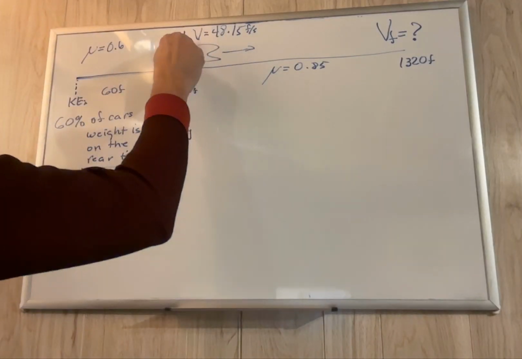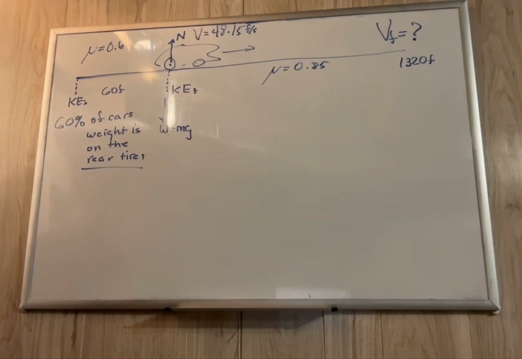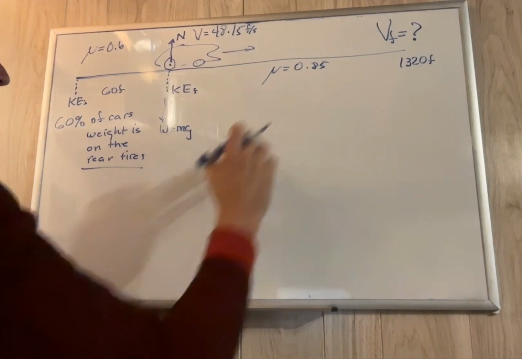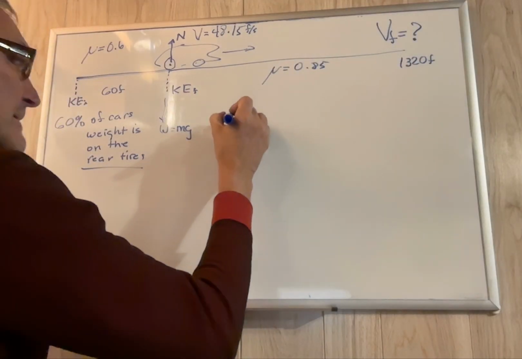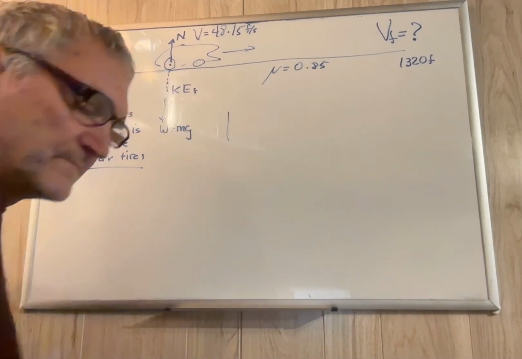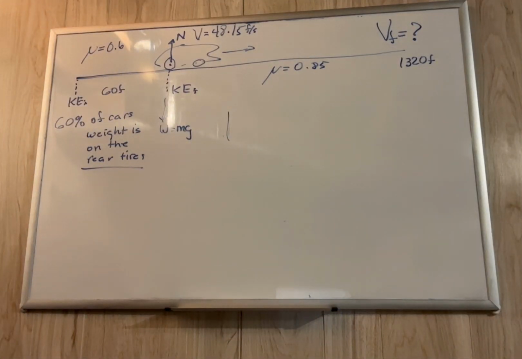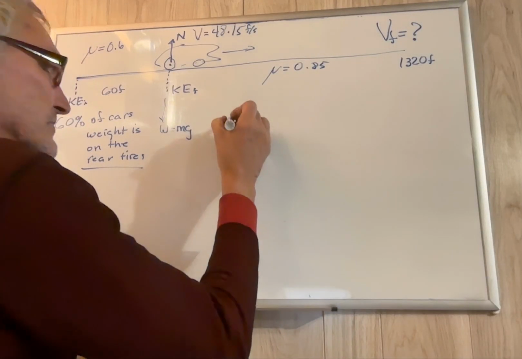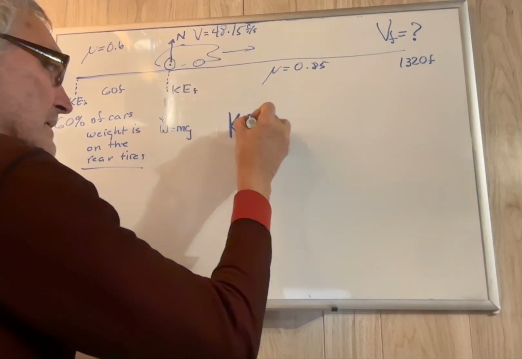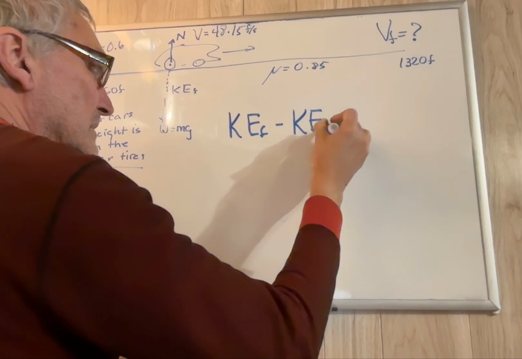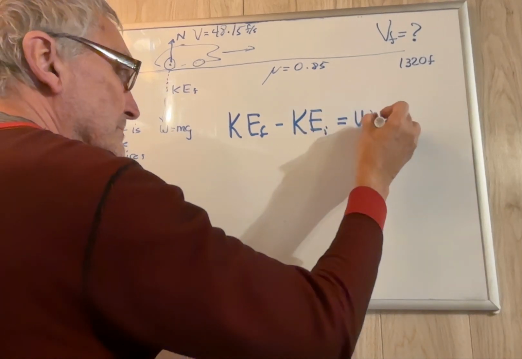My velocity at the final right here is 48.15. So let's see how we can solve this for the velocity final. So again, kinetic energy. Kinetic energy final minus kinetic energy initial is going to be equal to the total work done.